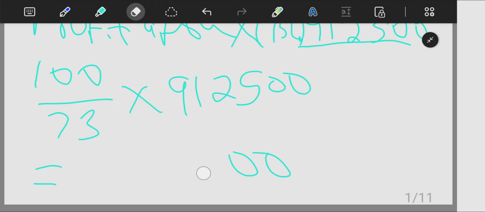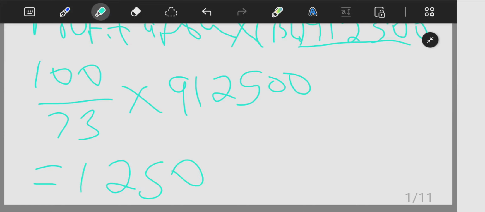How much is it going to give us now? 912,500 multiplied by 100 divided by 73. We get 1,250,000.